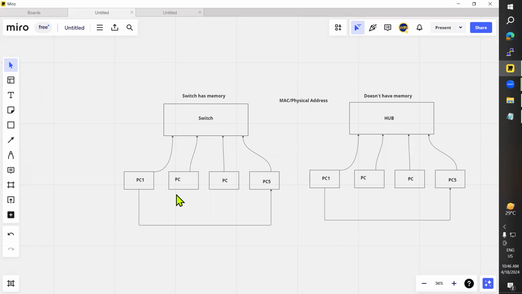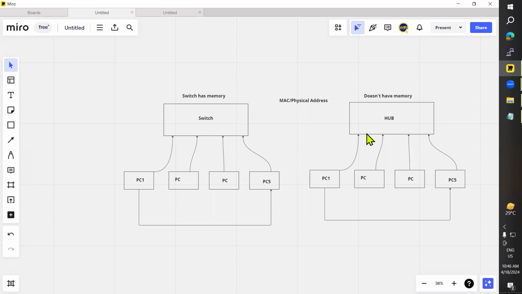So if the letter doesn't have an address, what will happen? The letter will loop until it gets the address. Likewise here, all the addresses of PCs, I mean MAC addresses, are stored in switch memory. In a hub, there is no memory, so that is the reason the hub doesn't store all this information.